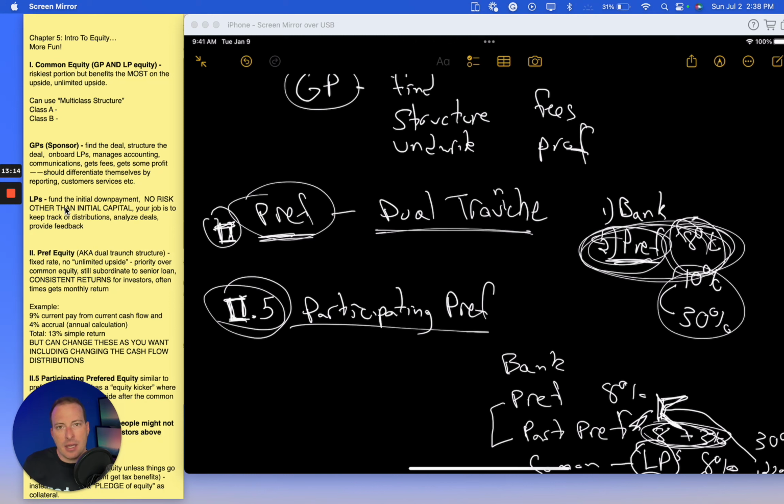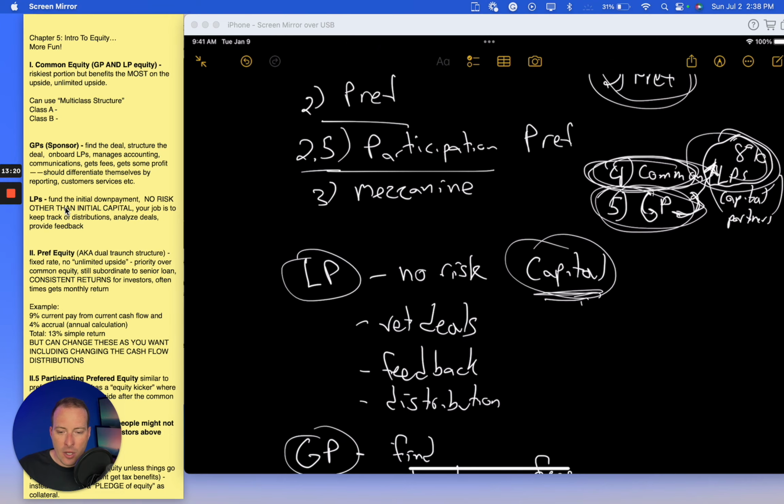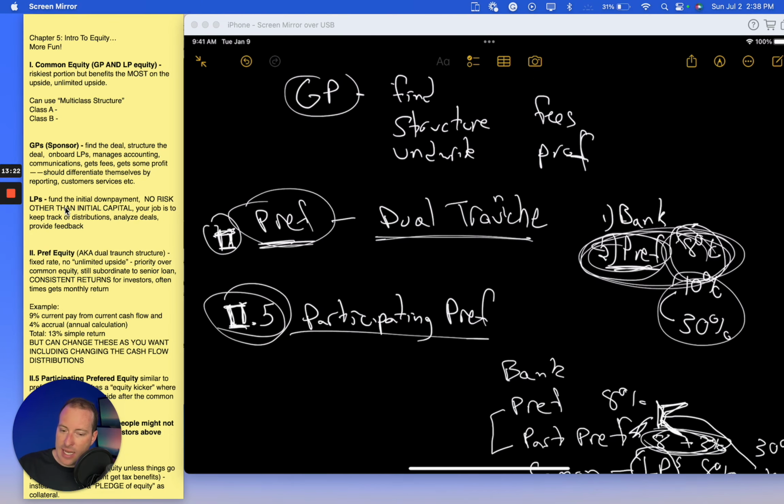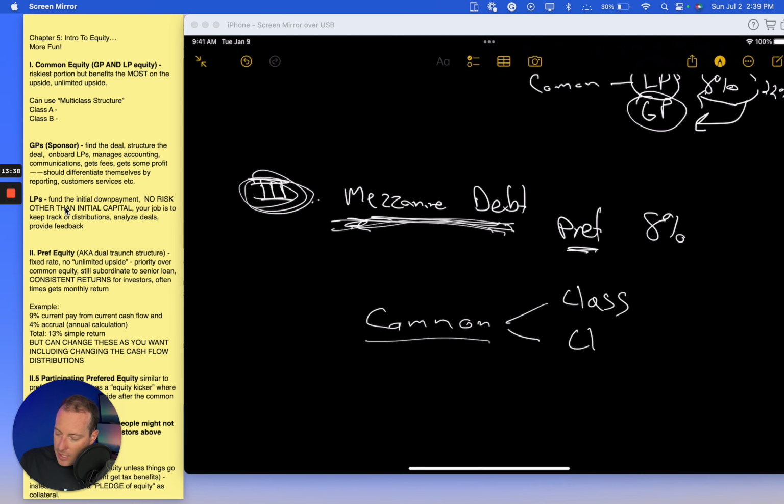As an LP, if you're looking to invest in syndications, this is important to know. And I remember, we didn't even get into class A and B. We'll get into that, which within the common section, that's why I had it broken down 1, 2, 3, 4, 5. Within common equity, you can have class A, class B.